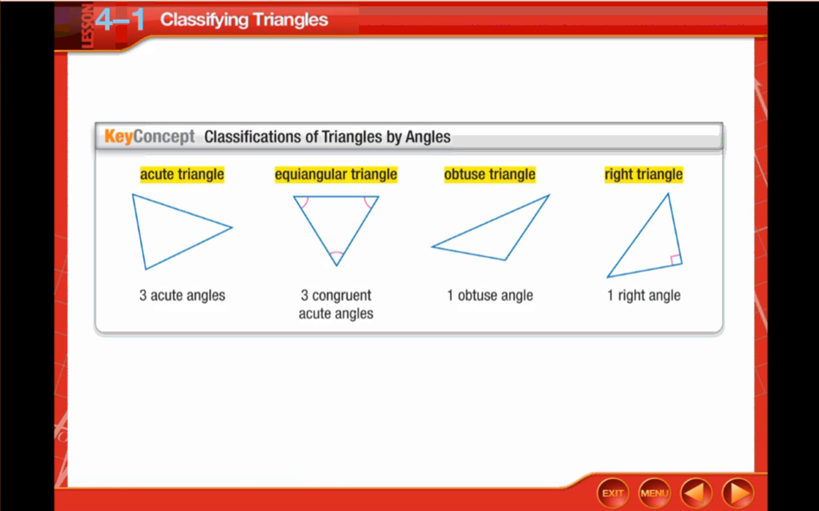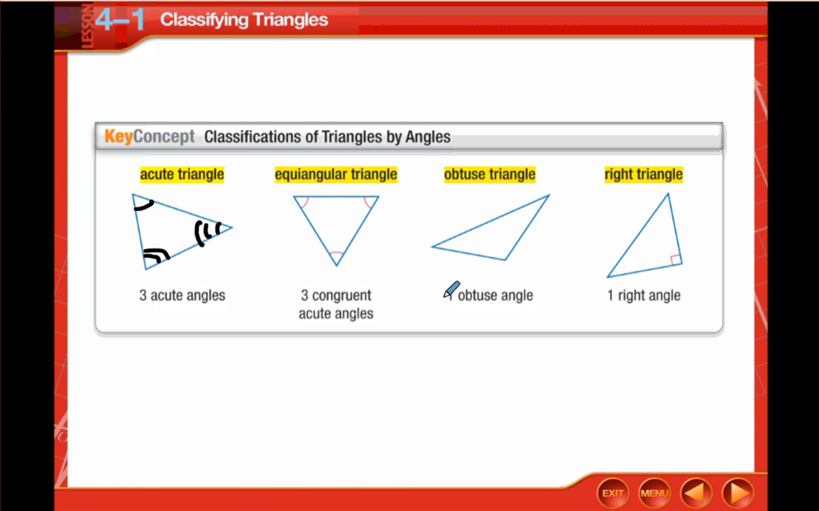There are 4 different words that we can use to classify a triangle, and any triangle can be classified as one of these. When we look at the 3 angle measures in the triangle, it could be that all 3 of the angle measures are acute angles. So if this angle is an acute angle, and this angle is an acute angle, and this angle is another acute angle, then we would refer to that as an acute triangle. Remember, an acute angle is an angle that measures less than 90 degrees. So if all 3 of these angles are less than 90 degrees, then we have an acute triangle.